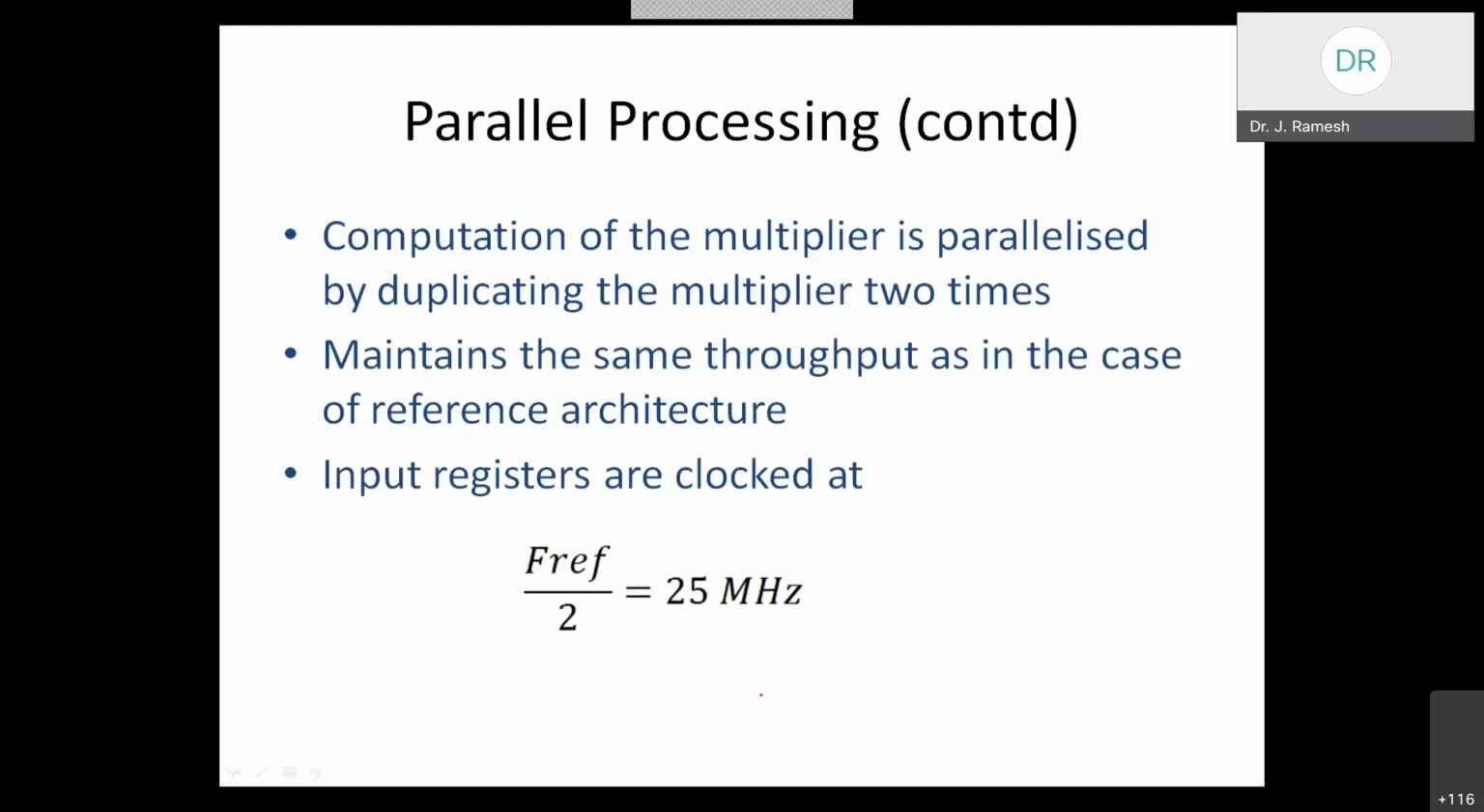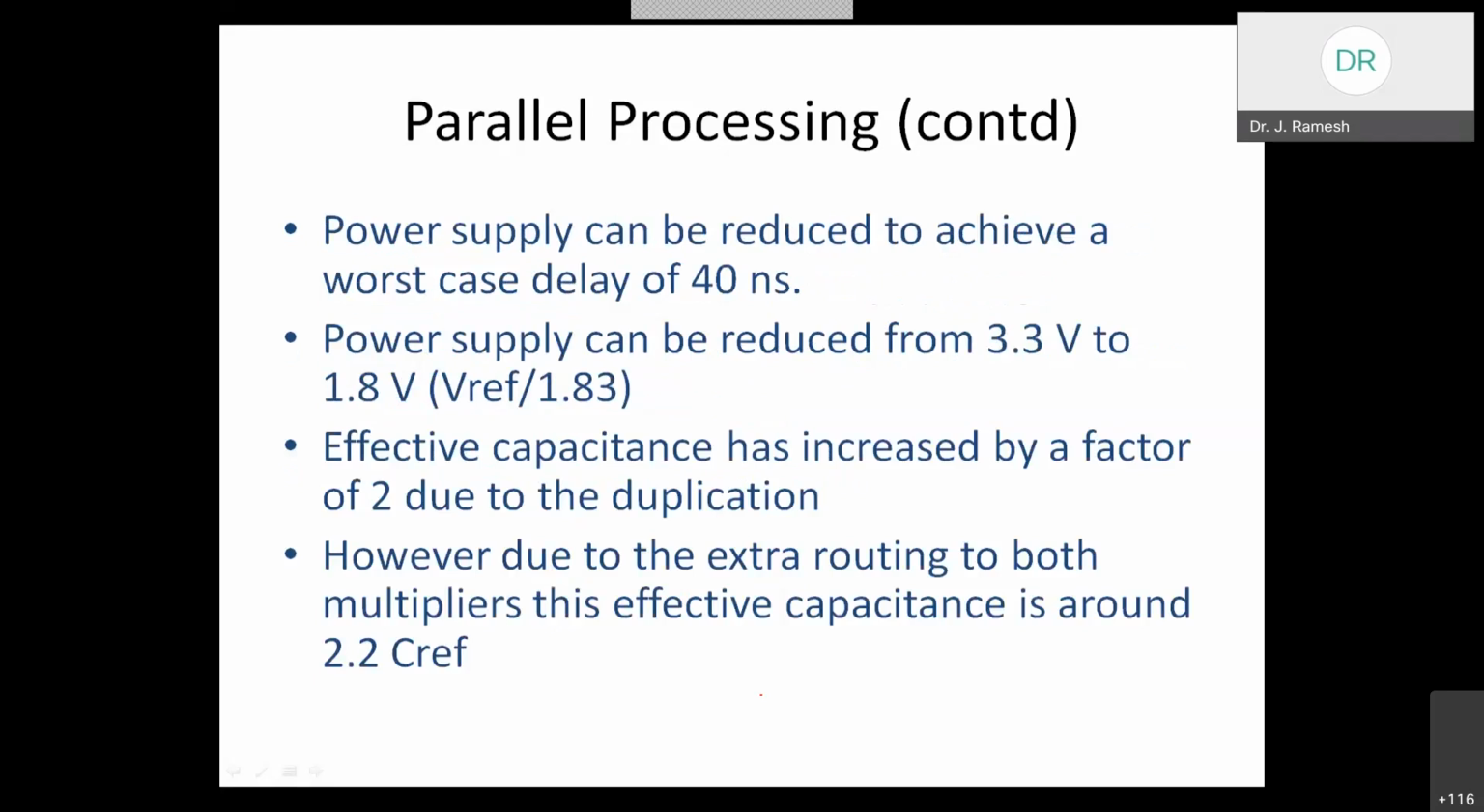The input registers are clocked at F reference by 2, that is 25 megahertz, because the registers were clocked at a maximum frequency of 50 megahertz, and that is now reduced to half. So the power supply can be reduced to achieve a worst case delay of 40 nanoseconds. In this case, the power supply can be reduced from 3.3 volts to 1.8 volts, while maintaining the worst case delay of 40 nanoseconds. So we can divide the reference voltage by 1.83.